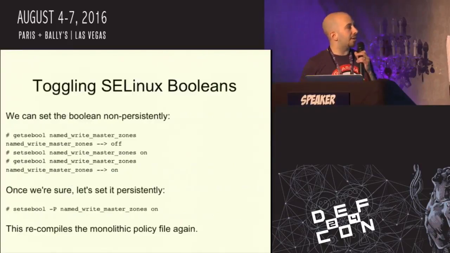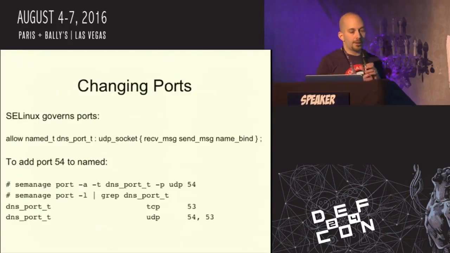And so I love that SELinux has these kind of nice on-off switches. And you can use getsebool to see what the status is of one. You can use setsebool to change it. If you change it and things are working, you set it persistently with another flag, with that -p flag.